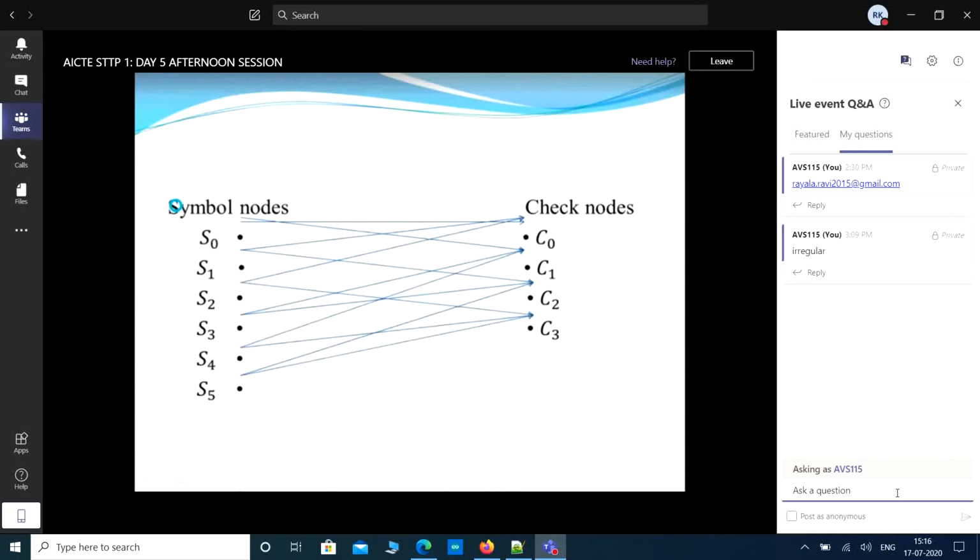So from the matrix like that only you can connect. Each column is for S0, S1, S2, S3, S4 and S5, and each row is C0, C1, C2, C3. If the row contains 1 and the column contains 1, there is a connection. If the binary bit is 0, there is no connection simply. So from the parity check matrix only you draw this Tanner graph.